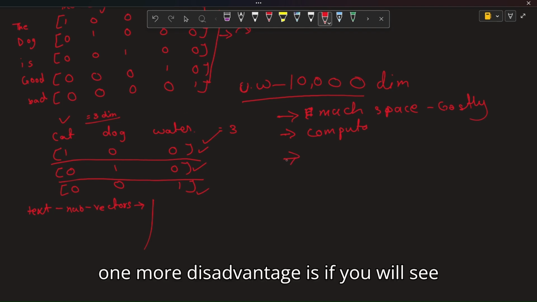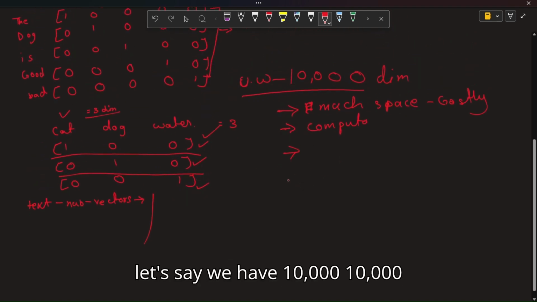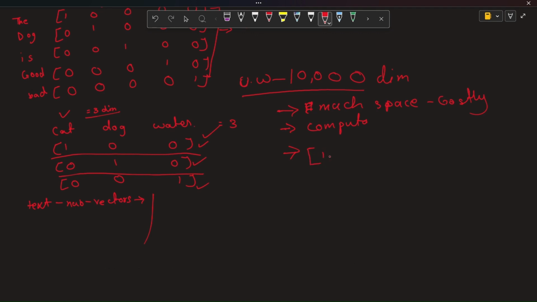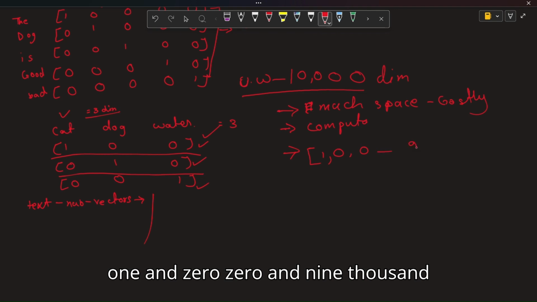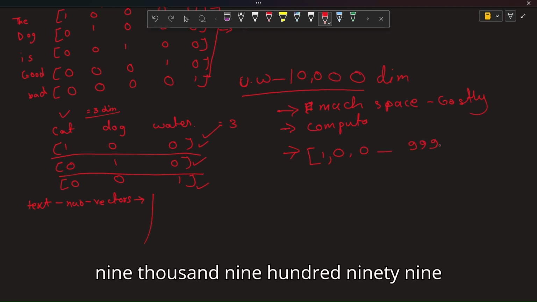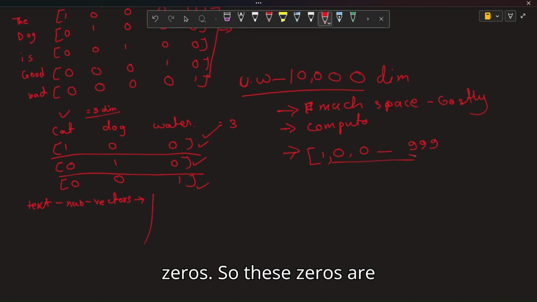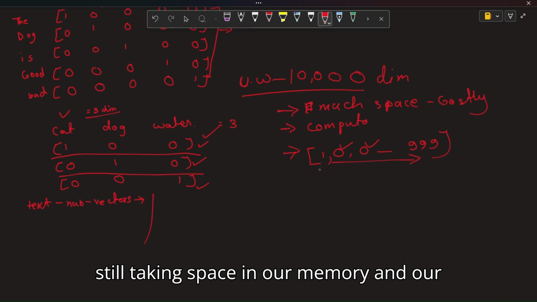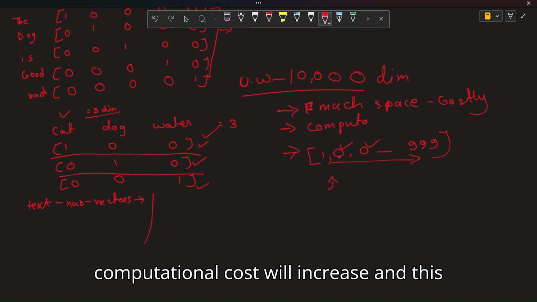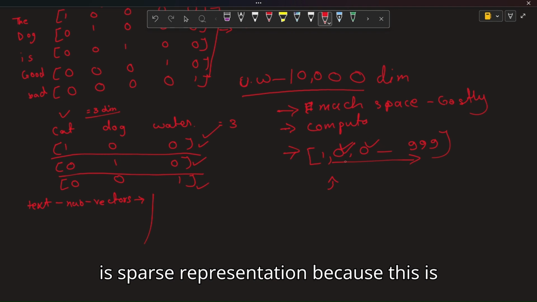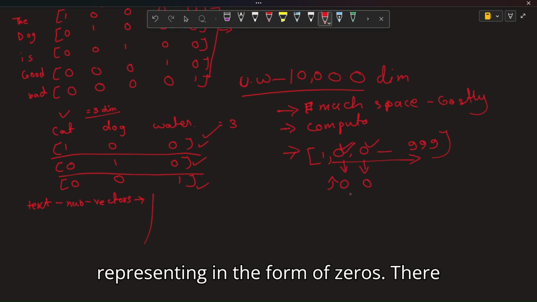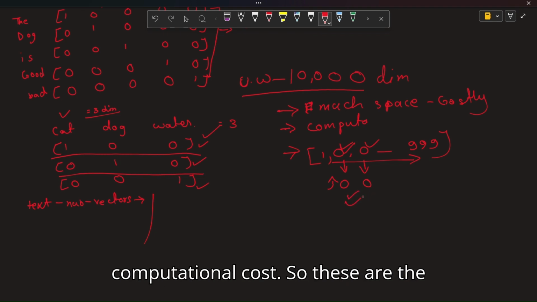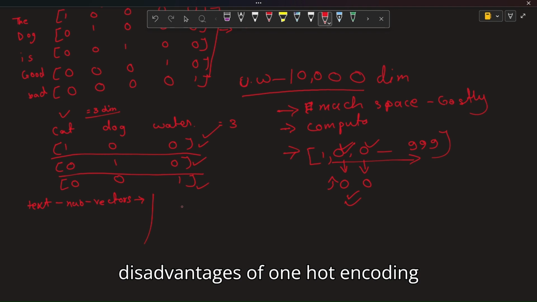One more disadvantage is, let's say we have 10,000 unique words. The representation of the first word will become 1 and then 9,999 zeros in sequence. These zeros are not representing anything, but they are still taking space in our memory, and our computational cost will increase. This is a sparse representation, because it is represented mostly in the form of zeros. There are too many zeros which do not take part in the calculation. They are just taking memory and increasing the computational cost. So these are the disadvantages of one-hot encoding vectors.